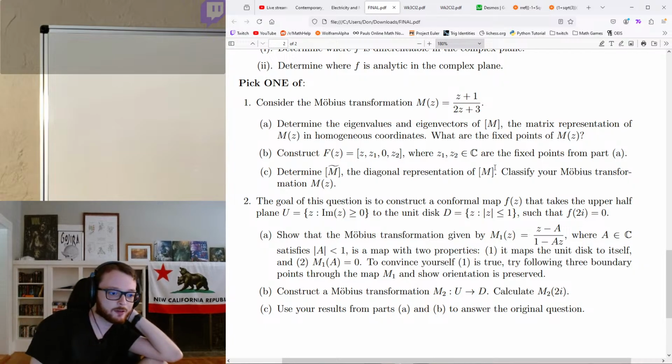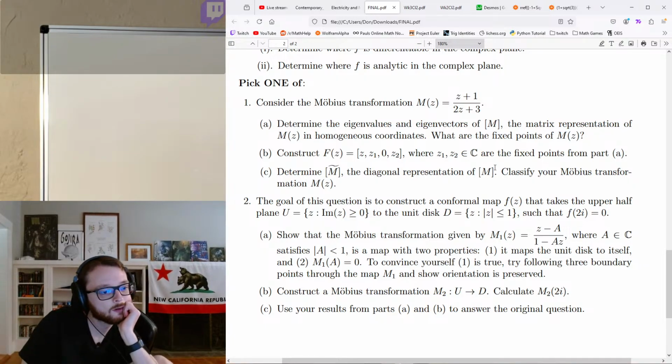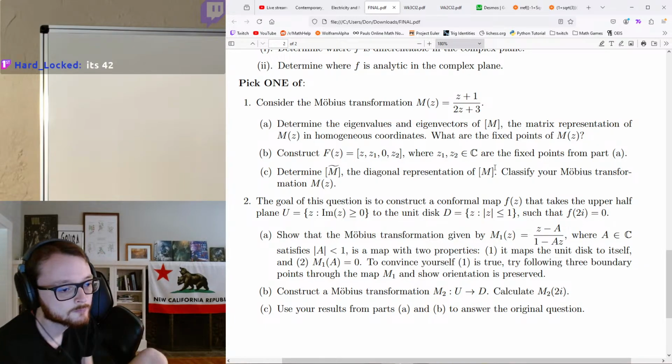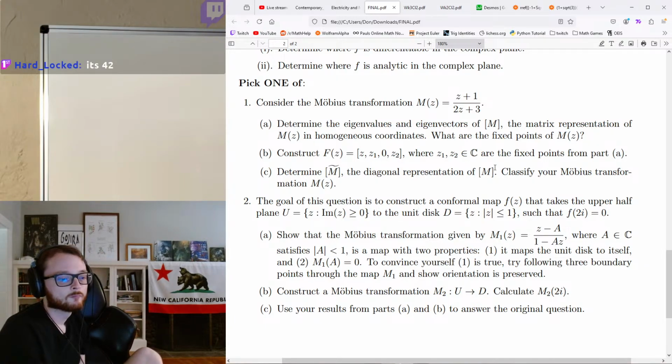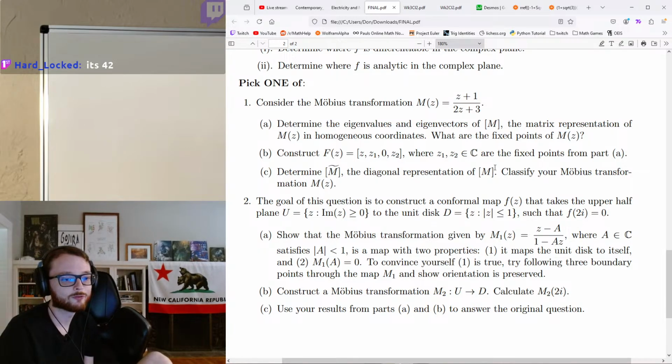Anyway, it's saying there is a triangle ABC where DE is parallel to BC. You have to prove DB over AB is EC over AC. It's 42. Thank you, Hardlocked.